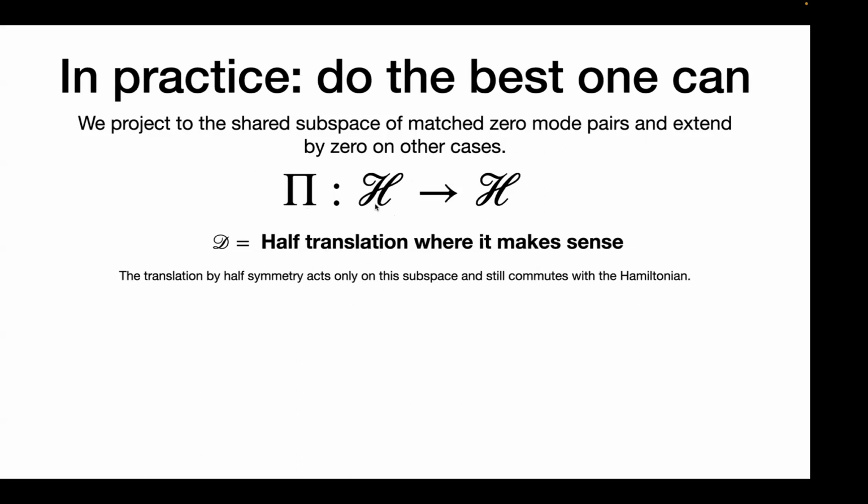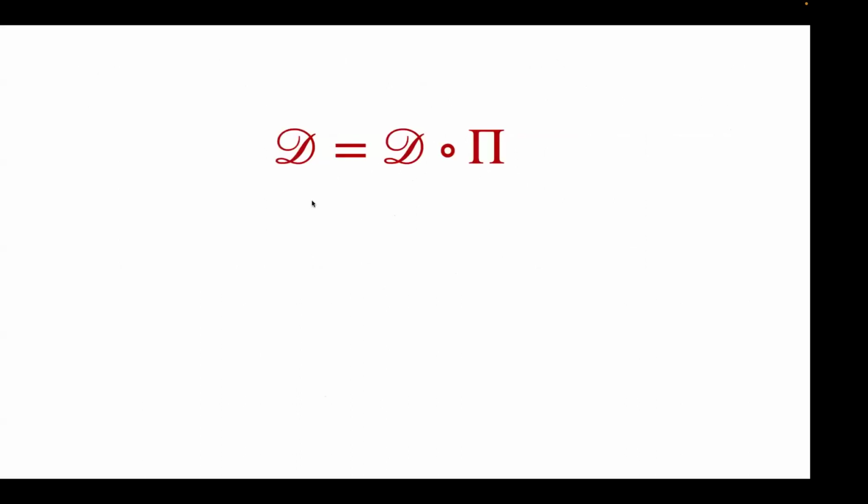So it is on the subspace of the Hilbert space where the projector acted non-trivially. Okay? So this translation by half symmetry acts only on this subspace and still commutes with the Hamiltonian. And the idea is that this object, whatever it is, this translation by half, is basically built after projecting onto the shared labels. So when you square D, you have the projector, and then you have translation by 2, which is the translation symmetry that I told you could be put together into a unitary symmetry.